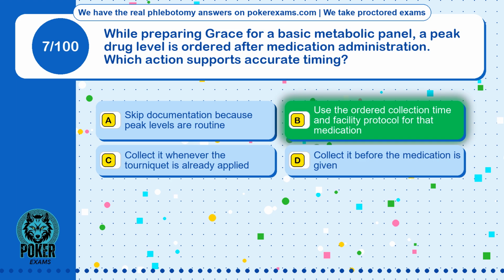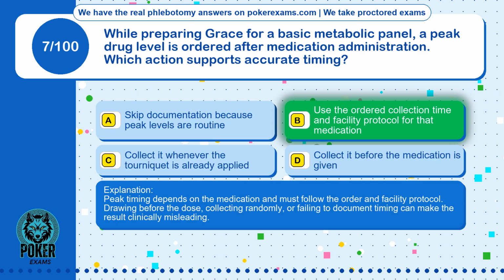The correct answer is option B. Use the ordered collection time and facility protocol for that medication. Peak timing depends on the medication and must follow the order and facility protocol. Drawing before the dose, collecting randomly, or failing to document timing can make the result clinically misleading.